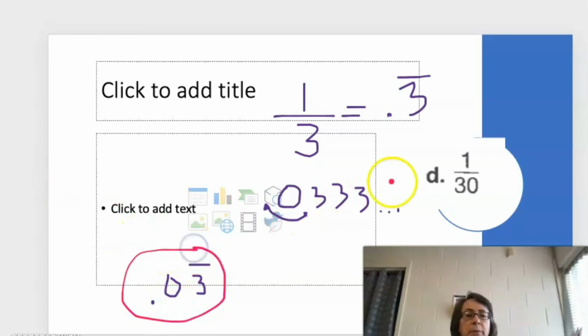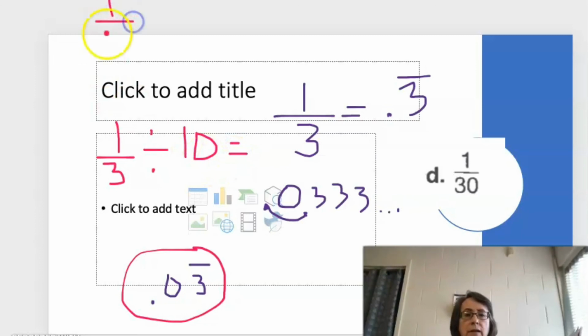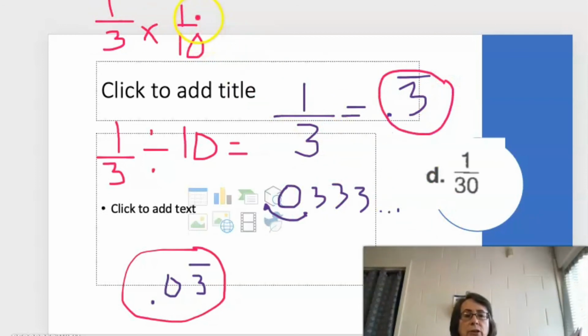Okay, 0.03 repeating because 1/3 divided by 10 is the same thing as 1/3 times 1/10, which is what we're looking at, right? We're looking at 1/30th. So since 1/3 is 0.3 repeating, and we're going to divide by 10, that means we're just going to move that decimal place one place over. And of course, if you want to do the long division, it works the same way.